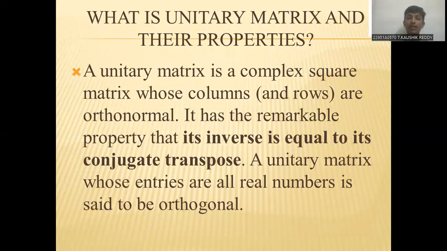What is a unitary matrix and its properties? A unitary matrix is a complex square matrix whose columns and rows are orthonormal. It has the remarkable property that its inverse is equal to its conjugate transpose. A unitary matrix whose entries are all real numbers is said to be orthogonal.